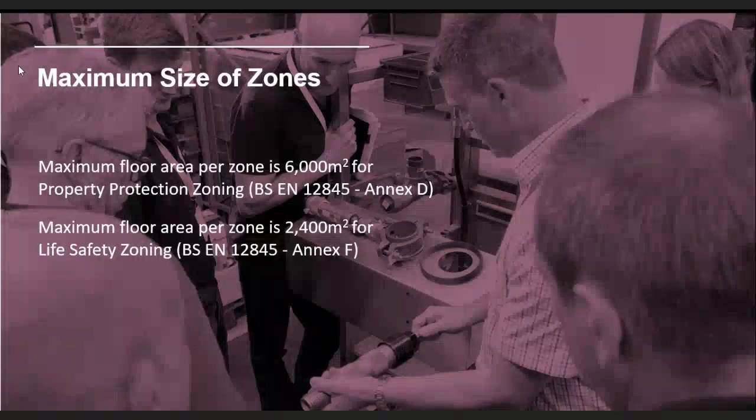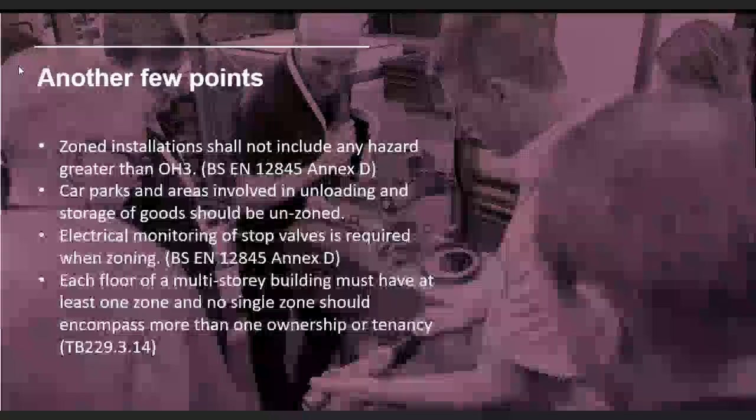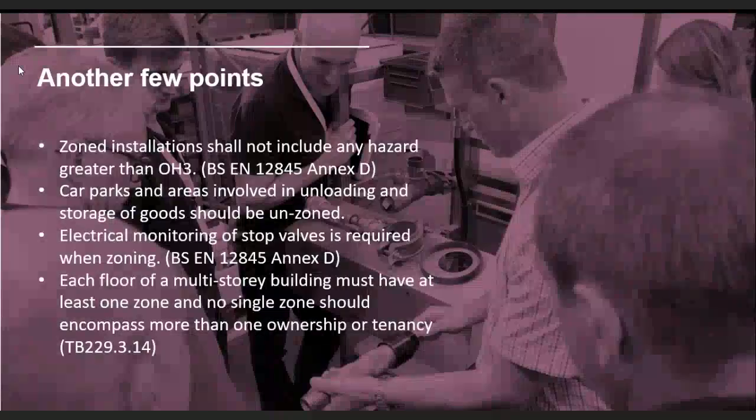But most of the time we're looking under Annex F for life safety zoning, where the maximum floor area per zone is down to 2,400. So life safety zones are significantly smaller than property protection zones. But as I say, that's a maximum. So of course it can be smaller if you like. And often they have to be smaller, which I'll come on to in a minute.